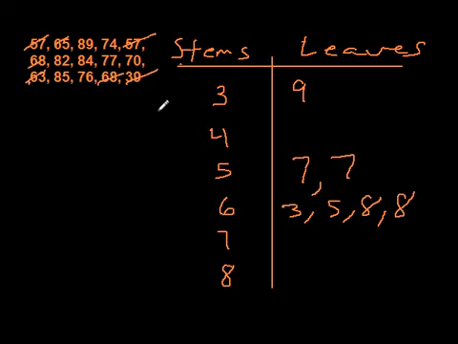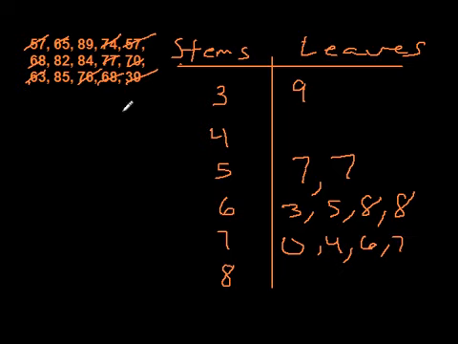Okay, now the next step is to say, hey, what about my 70s? Well, I've got a 74, a 76, a 77. I also got 70 over here, so I'll say 70, 74, 76, 77. So 0, 4, 6, and 7.